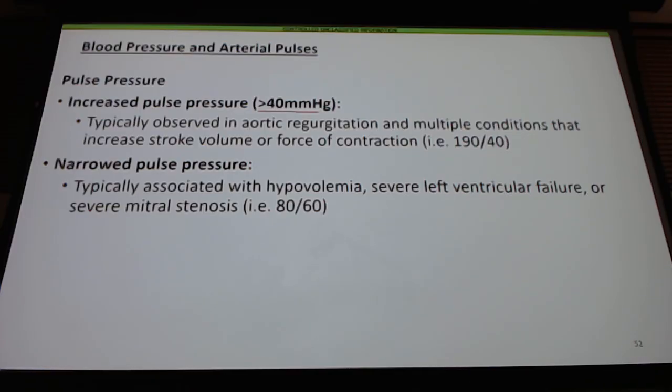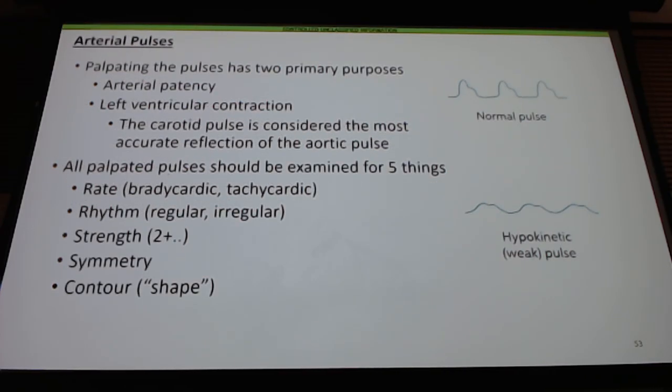If you have a narrowed pulse pressure, then that could be indicative of a hypovolemic kind of state. So situations like dehydration could lead to that. So pulse pressure can give you an idea of what's going on. And the other thing from a pulse palpation is you should have symmetric pulses right to left and upper extremity to lower extremity. There shouldn't be a difference between those regions, okay?